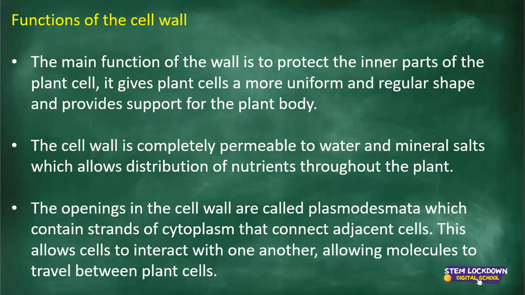Then the openings in the cell wall are called plasmodesmata, which contain strands of cytoplasm that connect adjacent cells. This allows cells to interact with one another, allowing molecules to travel between plant cells. So the main function of the cell wall is to what? To protect the inner parts of the plant cell and give the plants a more uniform and regular shape, and also provide support for the plant body.